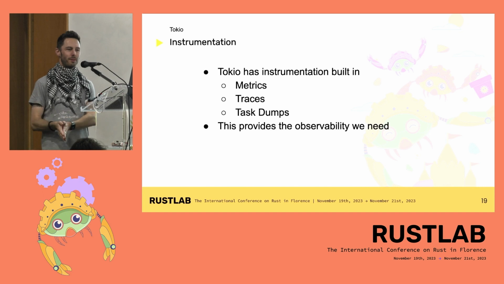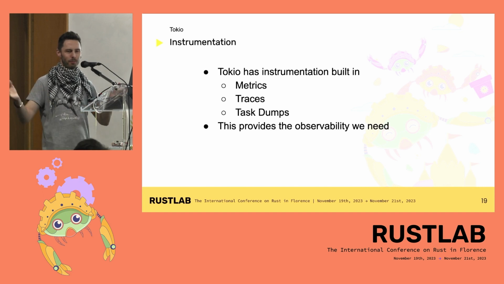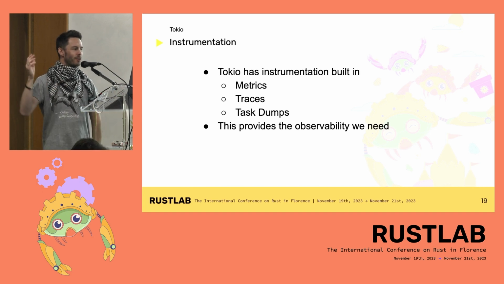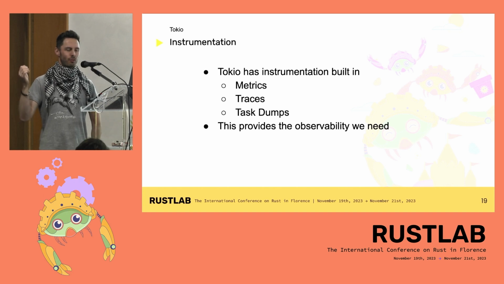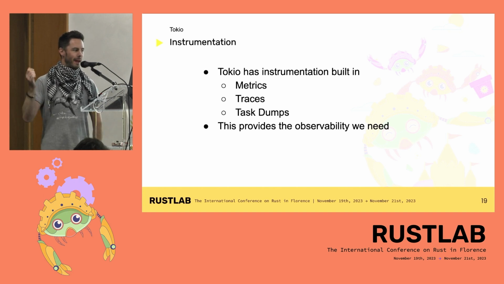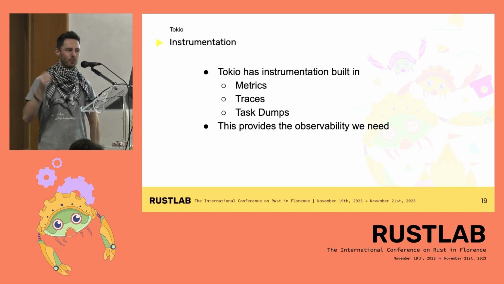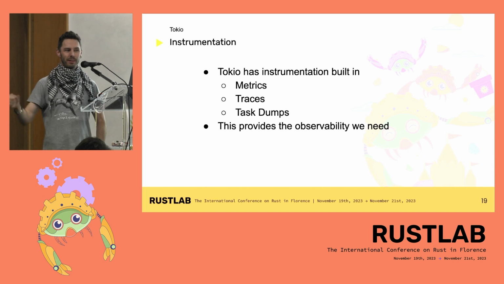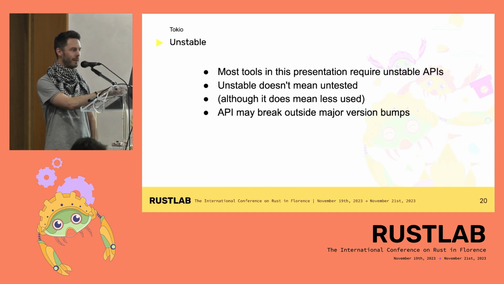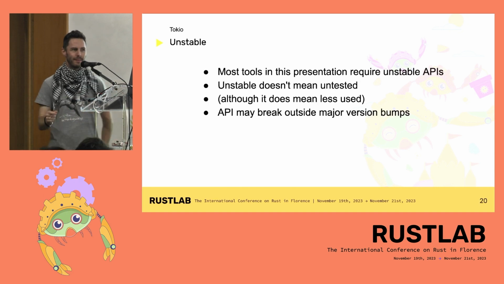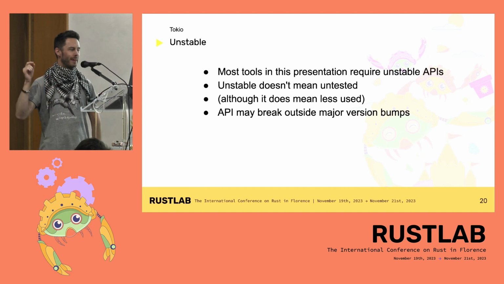Tokio also has instrumentation built in, which is the whole point of this talk after all. Tokio has metrics built in. There are traces using the tracing crate and task dumps. And this is going to provide the observability that we need to work out what's going on in our async applications using Tokio.